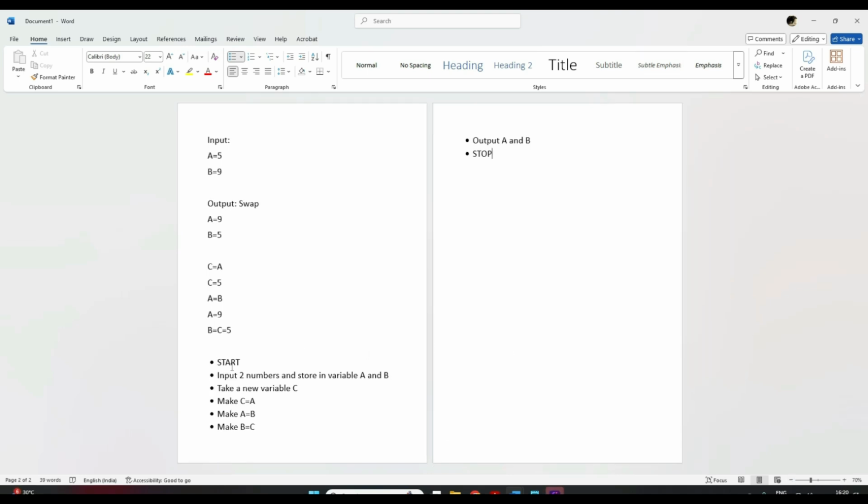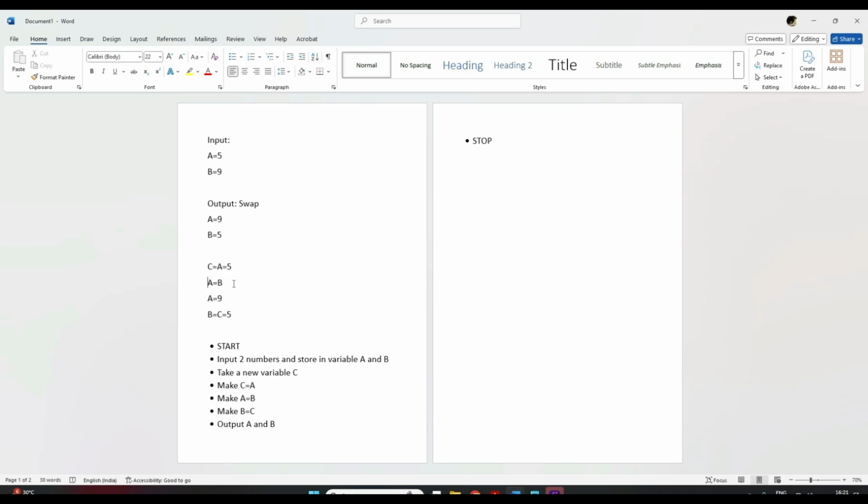See here, start is the first step, then I'll input two numbers, A as 5 and B as 9. Suppose I input these two numbers. I'll take another new variable C. So I will make C is equal to A. C is equal to A means C will become what? 5, because A is having value 5, so C will become 5, correct? Now here I make A is equal to B. So when I do A is equal to B, that means I am making A equal to 9 because B has a value of 9, right?